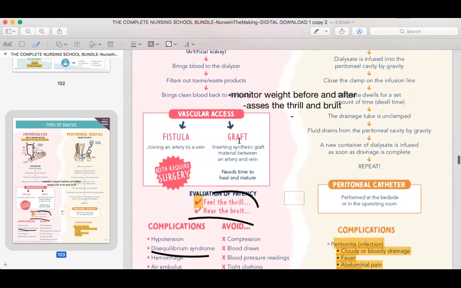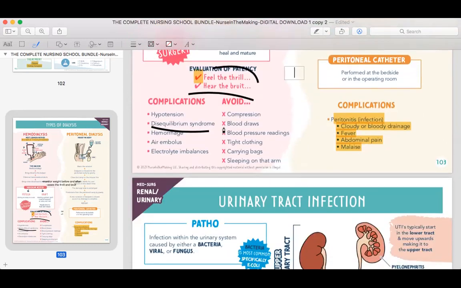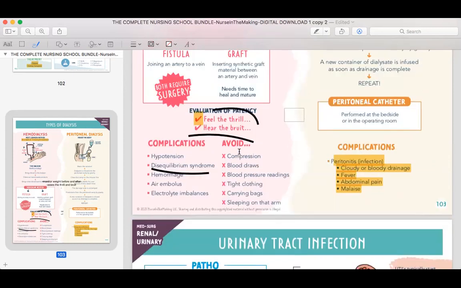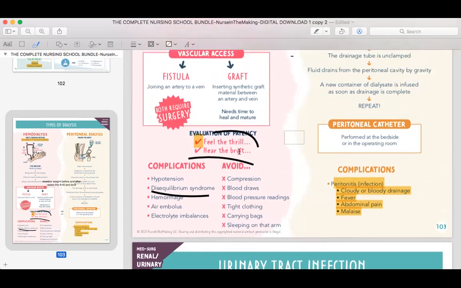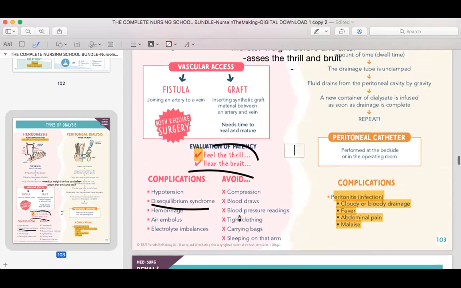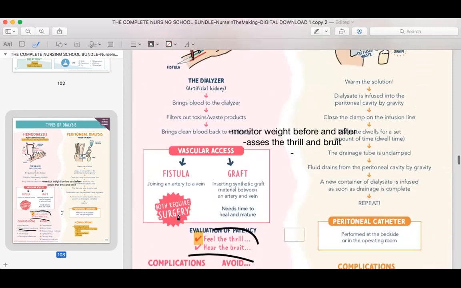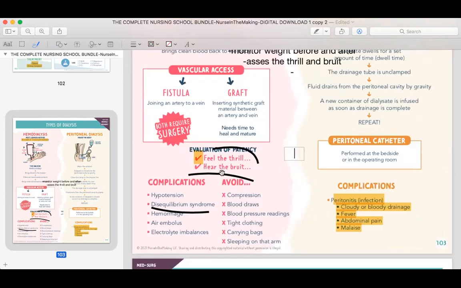It's very important that you avoid any tight clothing, and don't carry any bags. You want to make sure you do blood pressure readings on an arm that doesn't have the place where they're treating it. You don't want to sleep on that arm. But the feel of the thrill does show up on ATI, so please know that.